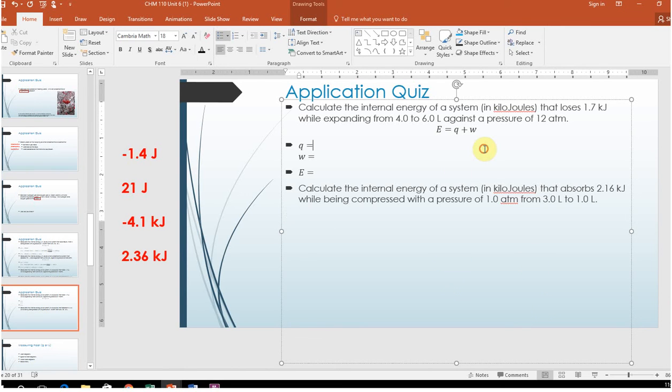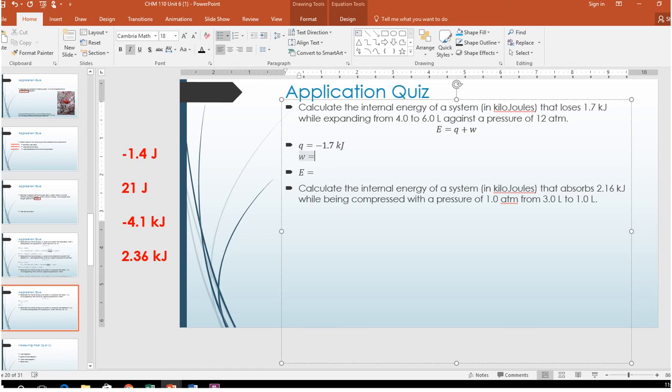Anyway. Okay, so here, calculate the internal energy of a system in kilojoules that loses 1.7 kilojoules while expanding from this to this against a pressure of 12 atmospheres. Okay, loses 1.7 kilojoules. That tells us that that 1.7 should be negative. And it's already in kilojoules, so we don't have to do any extra work here.